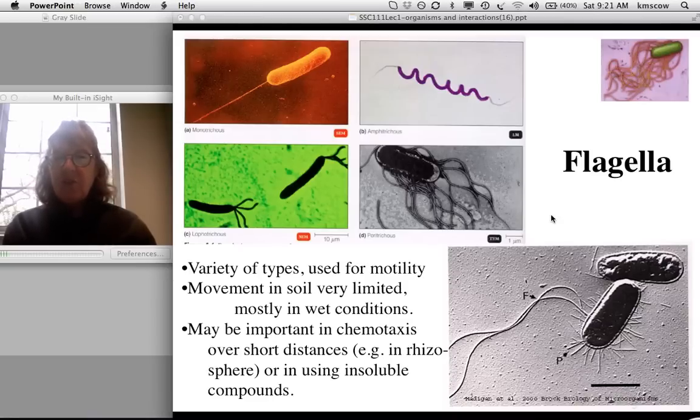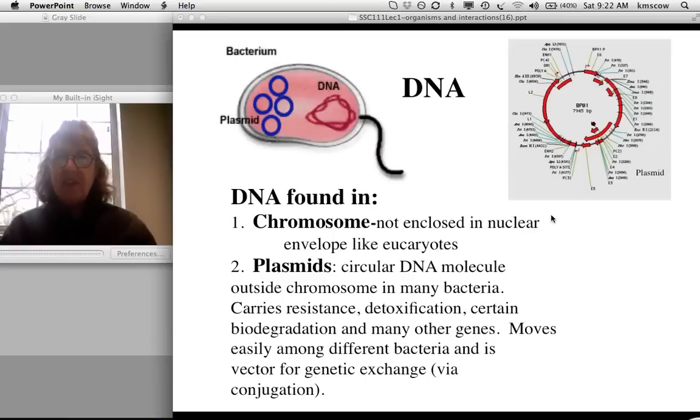And also, there seems to be evidence that flagella are possessed by organisms that are good at using insoluble compounds, like oil in oil spills. Some organisms that are good at breaking down oil are flagellated, and it seems to maybe help them drill into these solid phases of compounds.